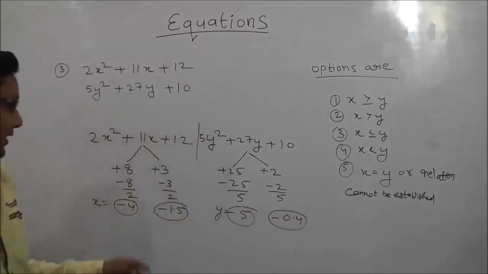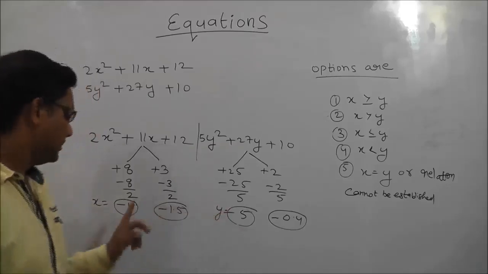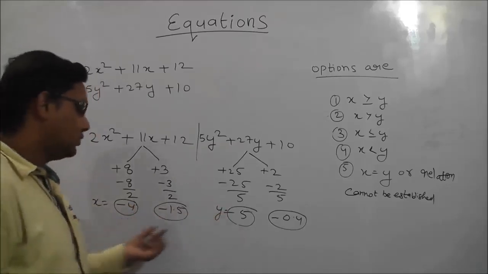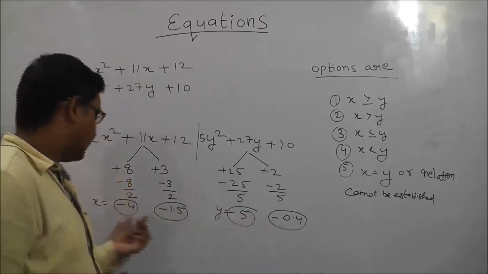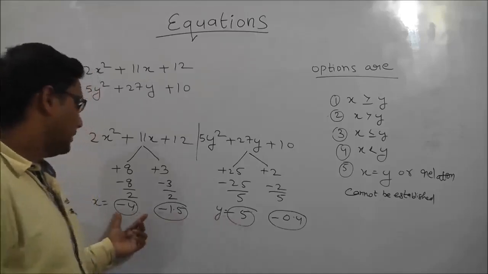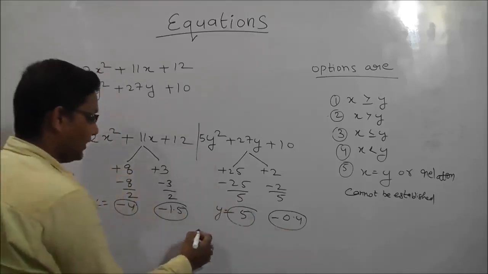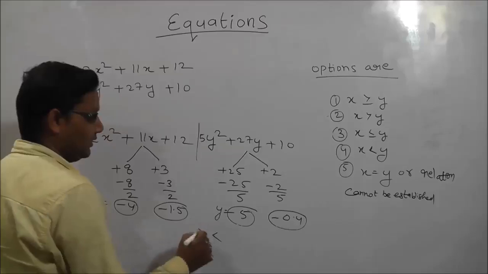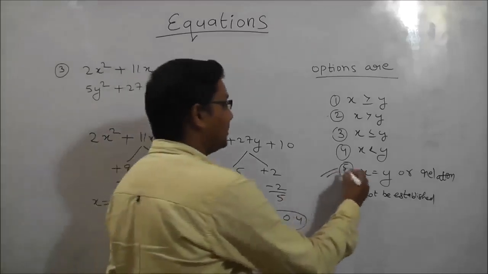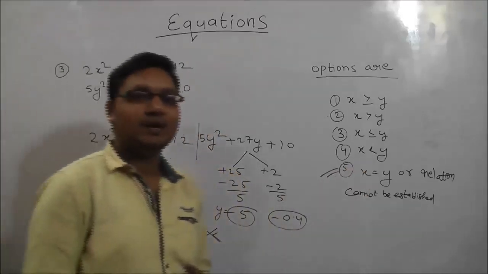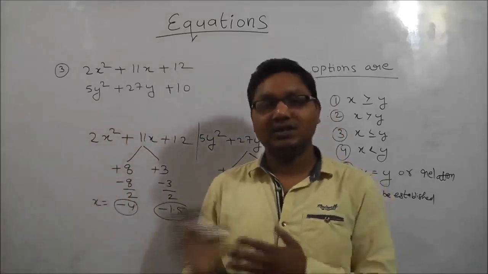Now we have to compare. Minus 4 is greater than minus 5, because in negatives the smaller number is greater. But minus 4 is smaller than minus 0.4. So first it is greater than, and then it is smaller than. So the relation cannot be established, and in this case the answer will be option number 5. In one case it is coming greater, and in one case it is coming smaller, so the relation cannot be established.